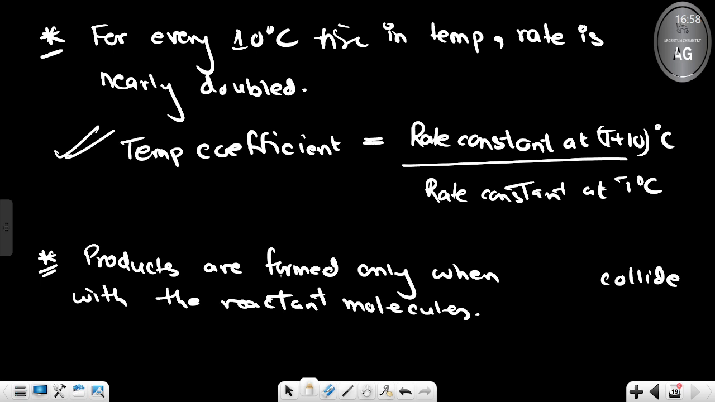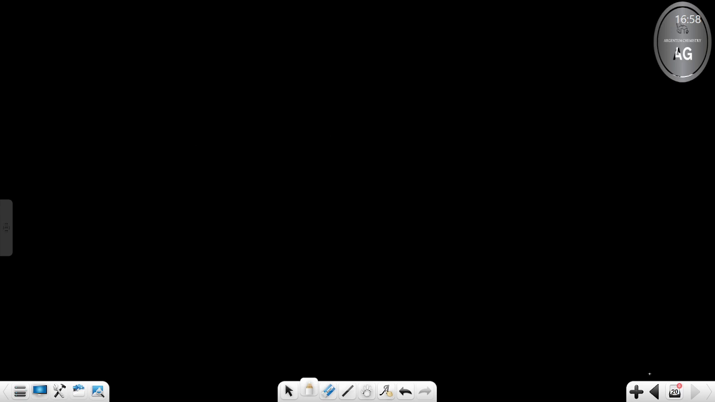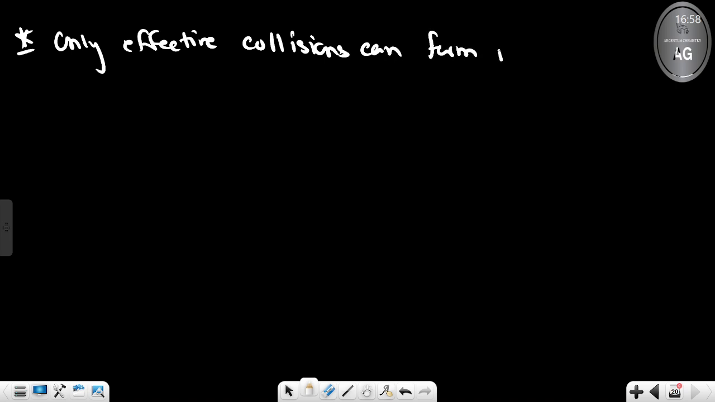No, products are formed only when reactants collide with the reactant molecules. That means the molecules interact with each other. Then only they will form the products. But in that case, everyone is not going to form product. Right? Only effective collisions can form products. That means the collisions which have an appropriate amount of energy and a proper orientation can only form the products. Everyone cannot come and form the products.